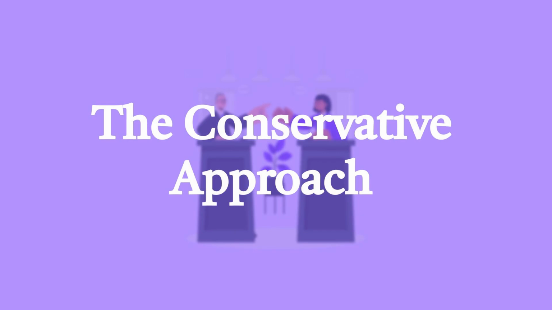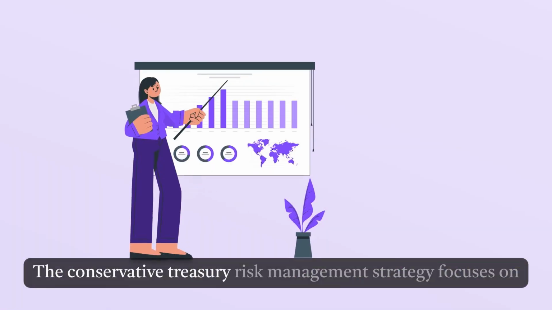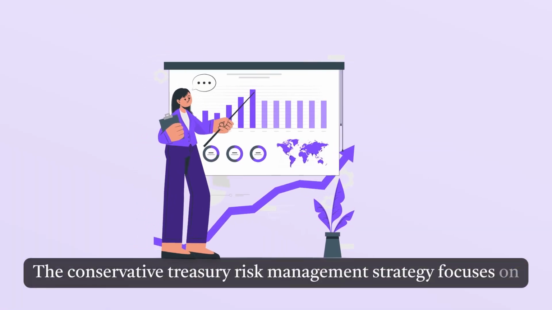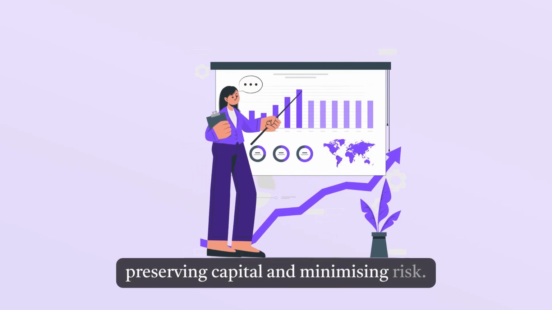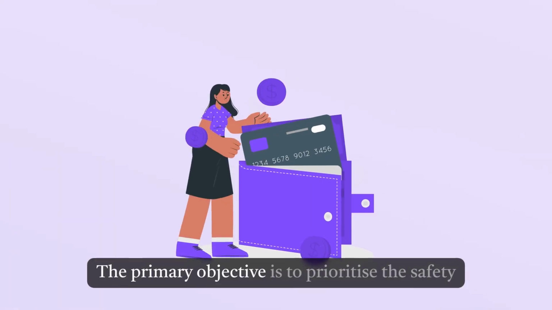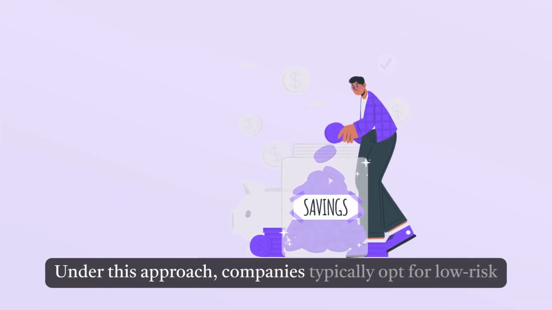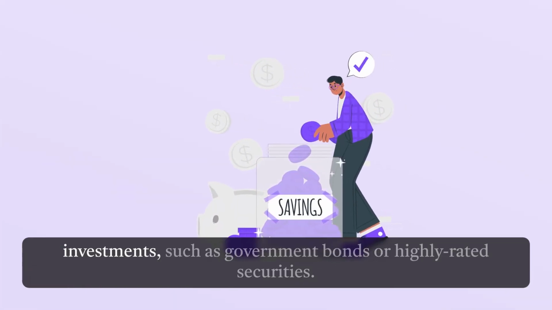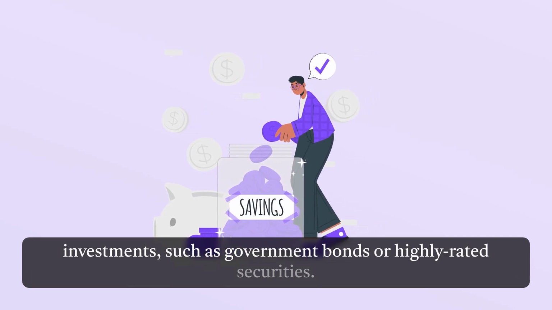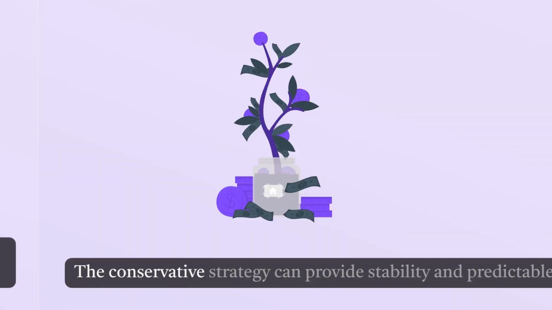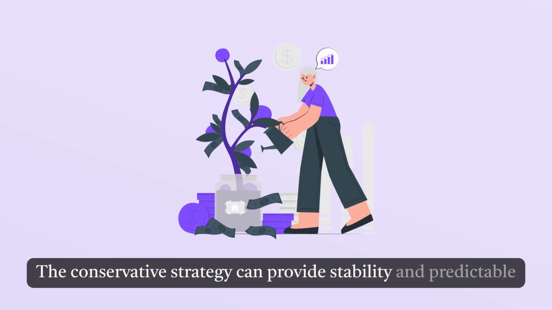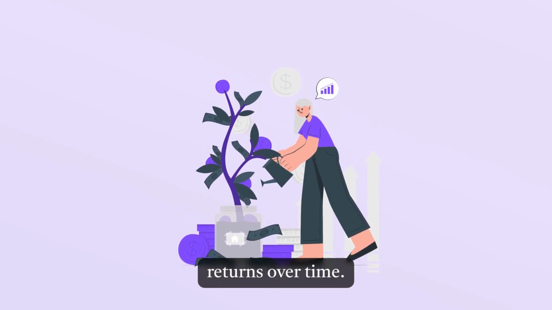The conservative approach. The conservative Treasury risk management strategy focuses on preserving capital and minimizing risk. The primary objective is to prioritize the safety of funds. Under this approach, companies typically opt for low-risk investments, such as government bonds or highly rated securities. The conservative strategy can provide stability and predictable returns over time.